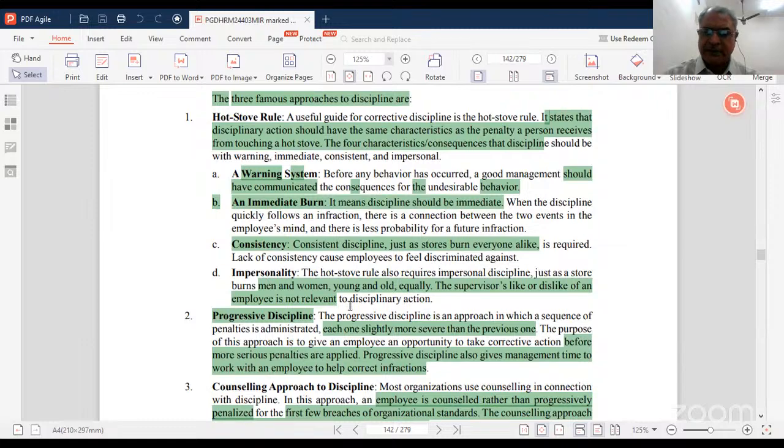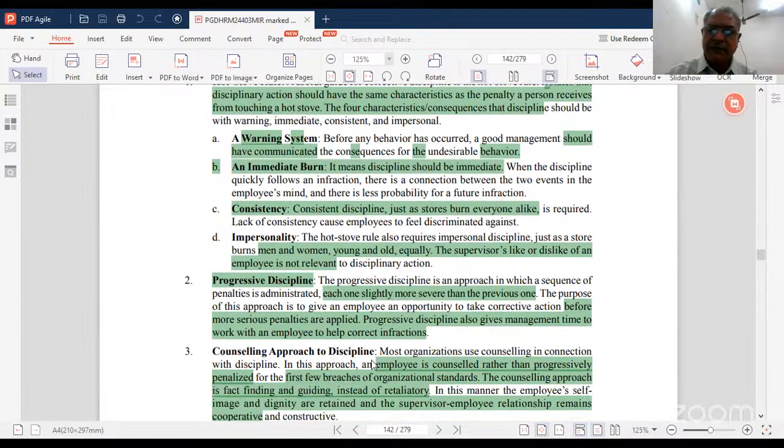Then the second one is progressive discipline. It is an approach in which a sequence of penalties is instituted, each one slightly more severe than the previous one. The purpose is, if one punishment is given and the employee is not getting corrected, then a second one, then a third one. Each one will be a higher and higher level of punishment. The purpose of this approach is to give an employee an opportunity to correct themselves before any further penalty. Progressive discipline also gives management time to work with an employee to help correct the infraction. So it is not only a way to correct the employee, but allows him to come out from that particular infraction. It also gives the management time to take up various activities and the conduct of the inquiries and so on.